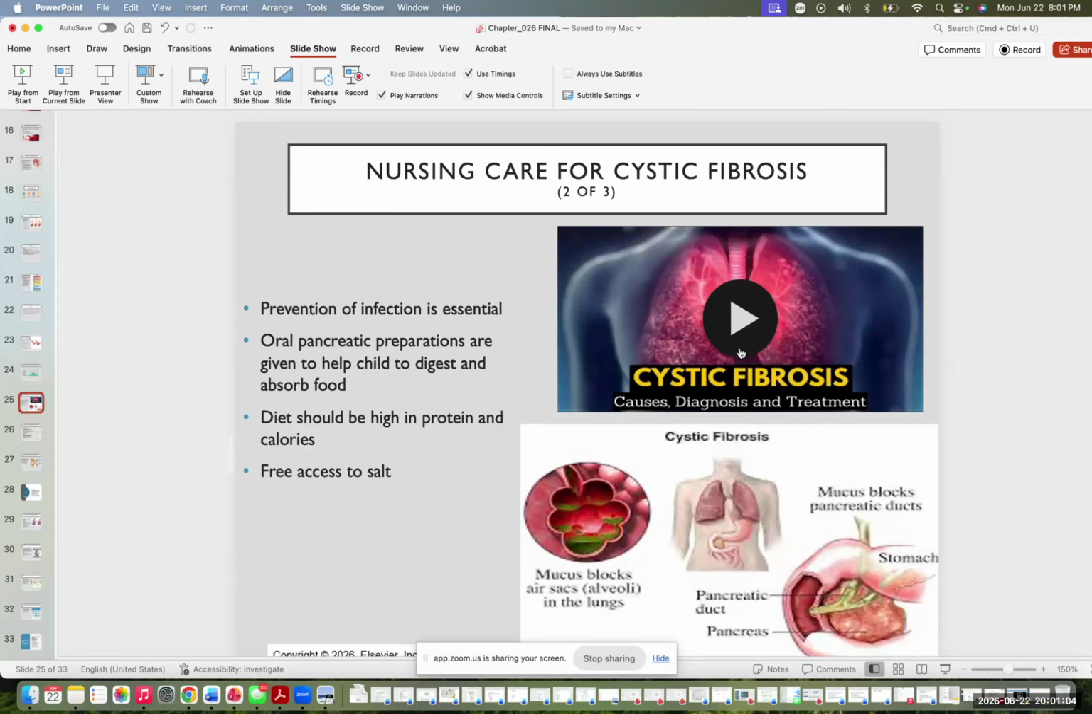Oral pancreatic preparations. I don't know if you caught, how do they use those pancreatic enzymes?